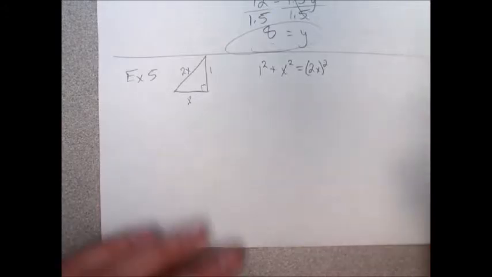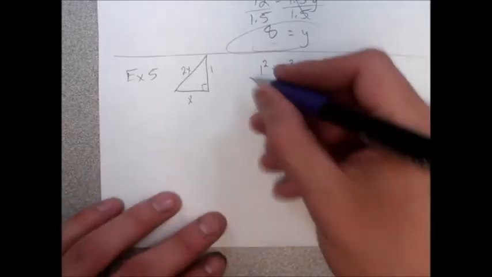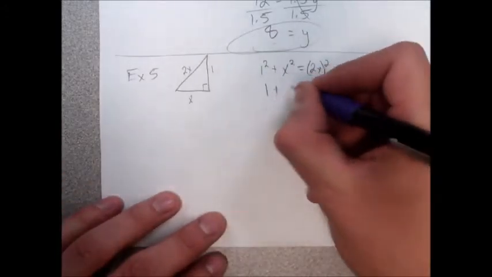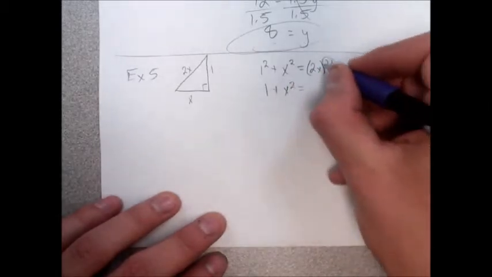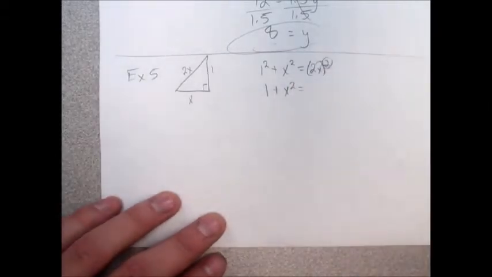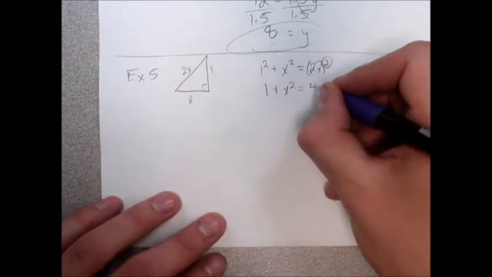So I need to solve each piece of this that I know how to do. So 1 times 1 is 1, plus x squared. I can't do anything to that. I'm going to go ahead and give this squared to each of those, so I get 4x squared.